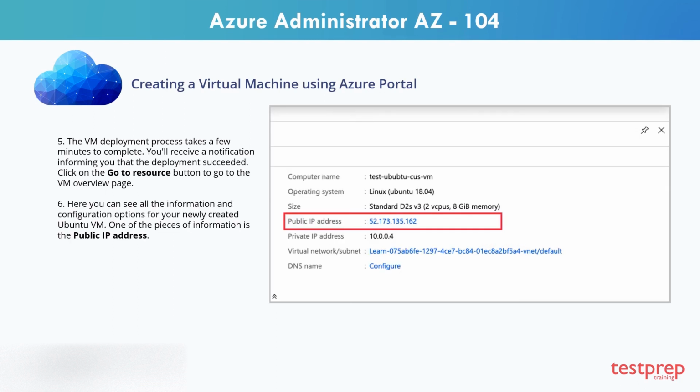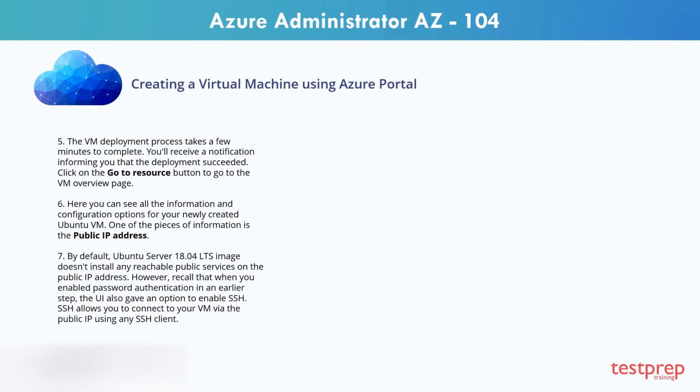6. Here you can see all the information and configuration options for your newly created Ubuntu VM. One of the pieces of information is the public IP address. 7. By default, the Ubuntu Server 18.04 LTS image doesn't install any reachable public services on the public IP address. However, recall that when you enabled password authentication in an earlier step, the UI also gave an option to enable SSH. SSH allows you to connect to your VM via public IP using any SSH client.